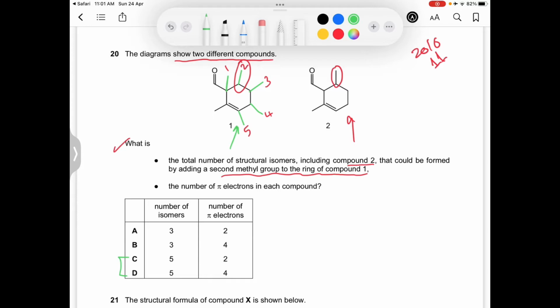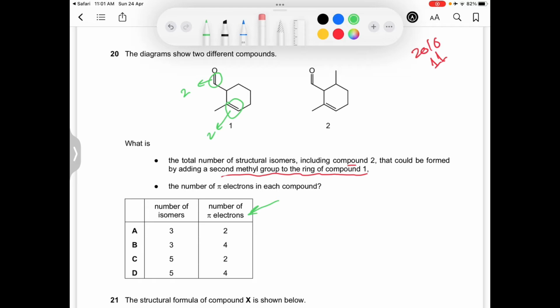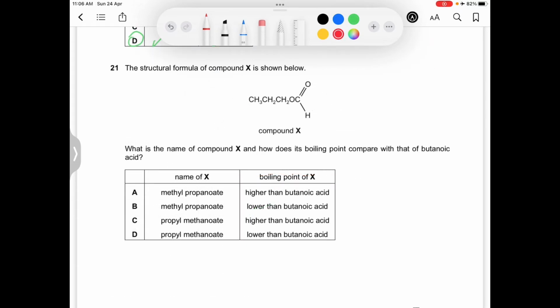All right. The question also asks about the number of pi electrons. Here we're asking about pi electrons, we're not talking about pi bonds. So in here we have 2 pi electrons and we have 2 pi electrons in here. Then the total number is 4. So if we go here, just notice that the answer is D. Okay, so let's go to the second one.